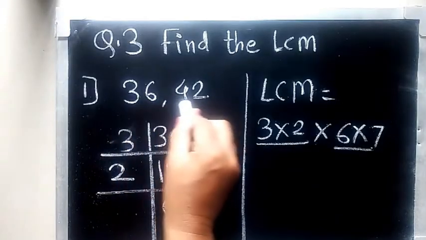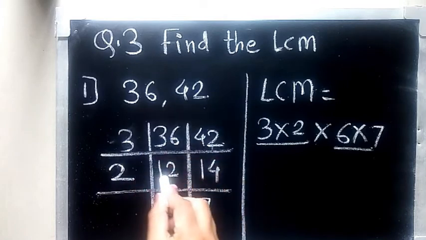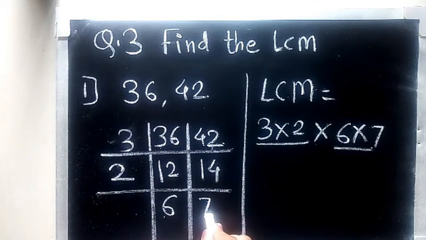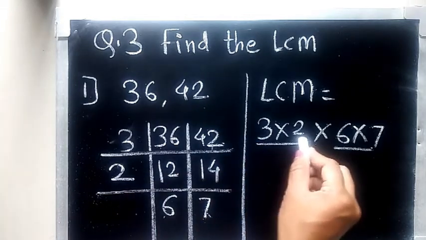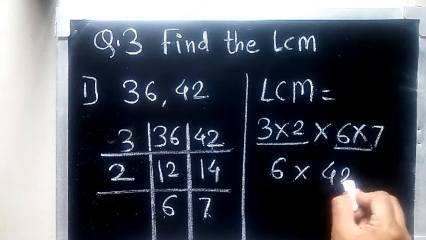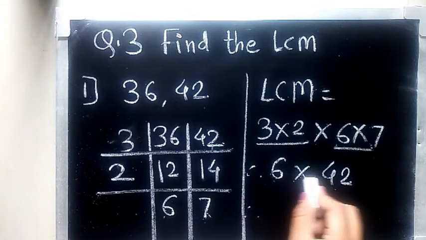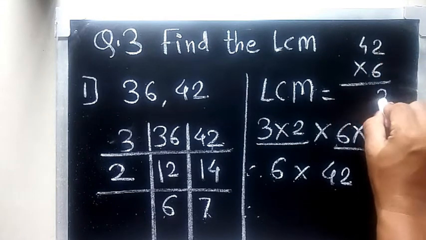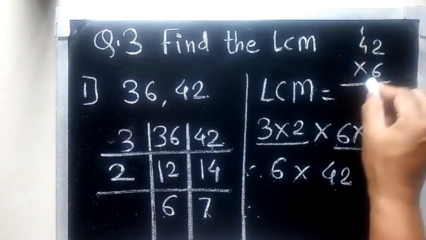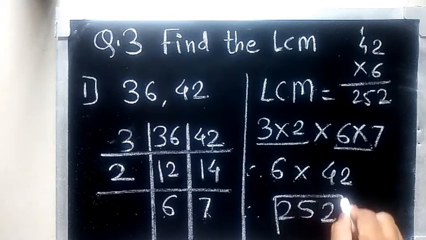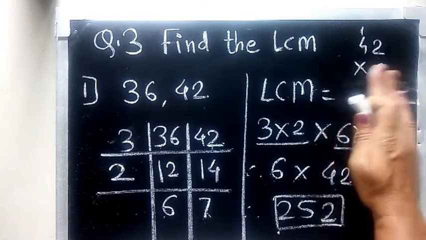Question 3. Find the LCM. 36 and 42. Find the prime factors and find the LCM. 3 into 2 into 6 into 7. 6 into 42. 42 multiplied by 6. 6 2s are 12. Remainder 1. 6 4s are 24 plus 1. 252 is the LCM.